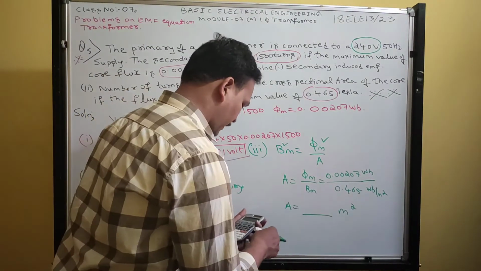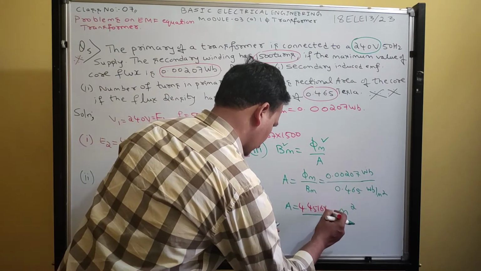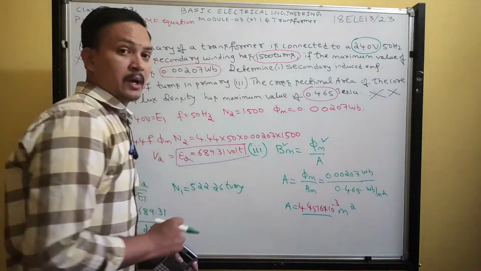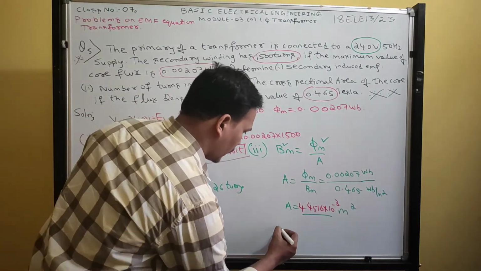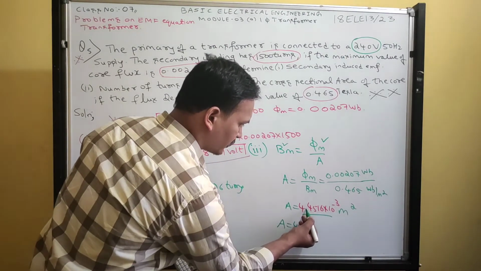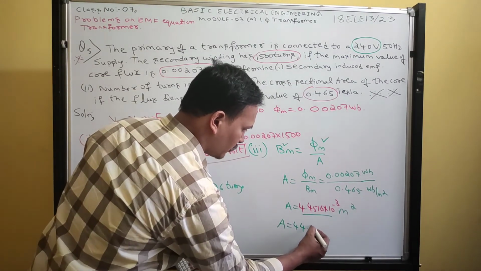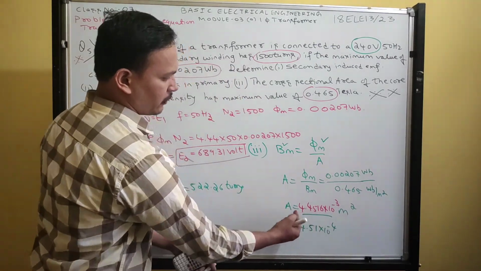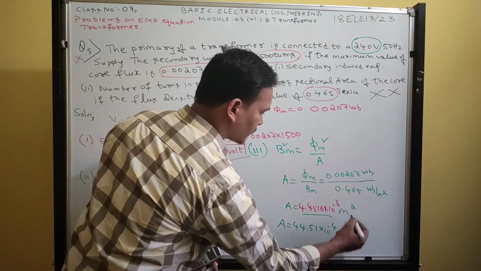See, we got the answer 4.4516 × 10 raised to minus 3 meter square. But you should keep the area in centimeter square. So now I am modifying this 4.45. Shifting the decimal point one place to the right, then I can write 44.51 × 10 raised to minus 4 meter square. If I shift the decimal this side, the power will change by one.